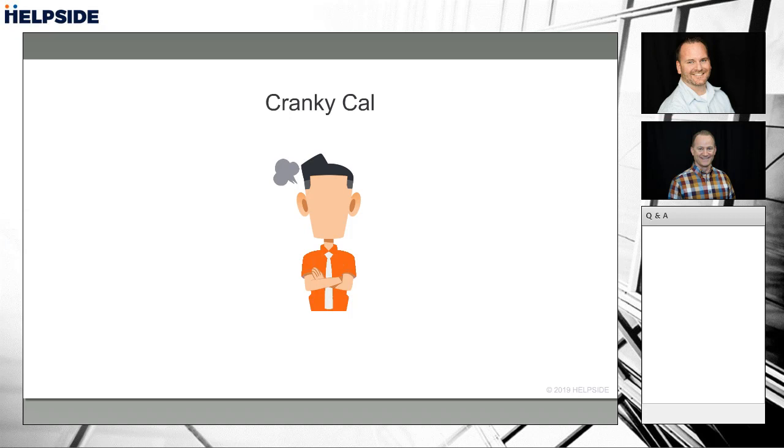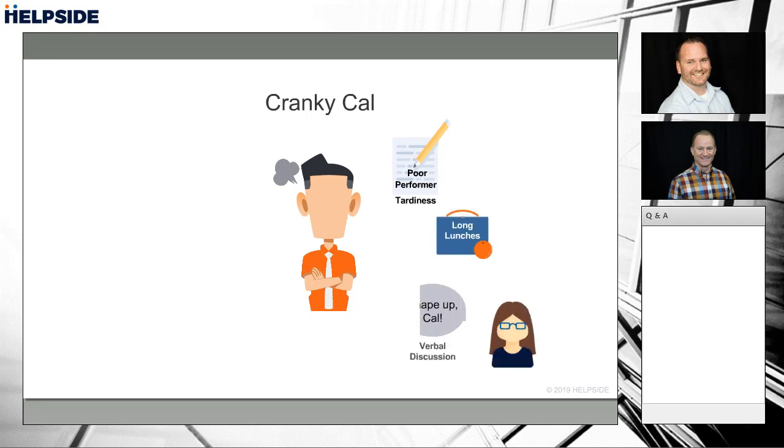So we've got an employee that we're going to call Cranky Cal, for reasons that are probably pretty obvious, right? He doesn't have the best attitude, but he had some skills, so we hired him. Well, we thought he had skills, but he's a poor performer. And to put the icing on the cake, he's also late a lot. And not only that, but he likes to take long lunches. So his supervisor has had a verbal discussion with him. Shape up, Cal. You got to get here on time. You got to do a better job. And so Cal says, yeah, fine, whatever.